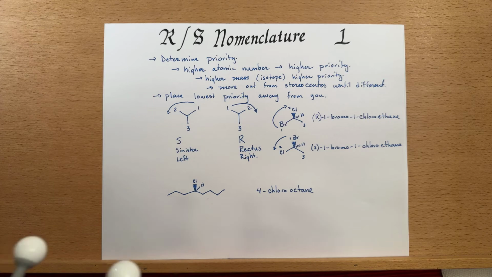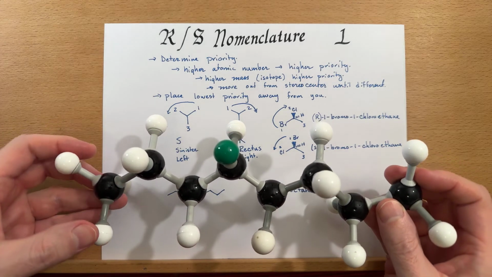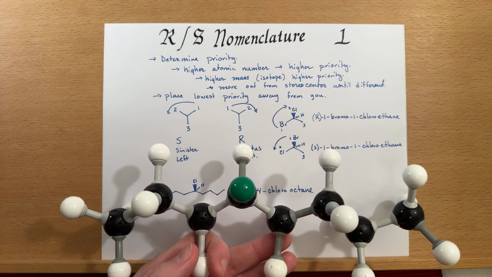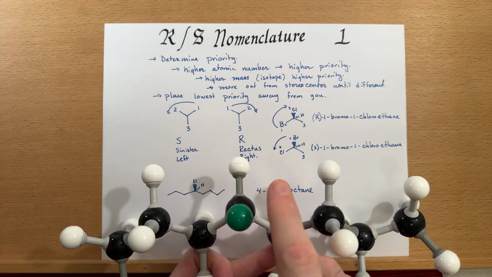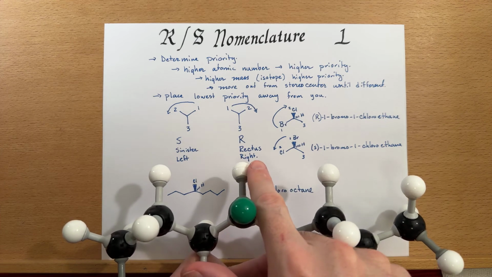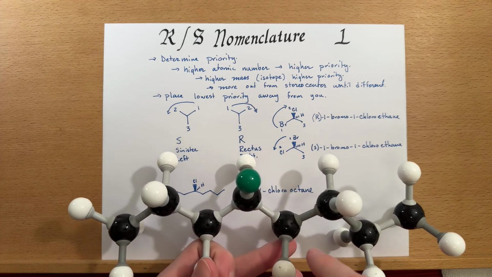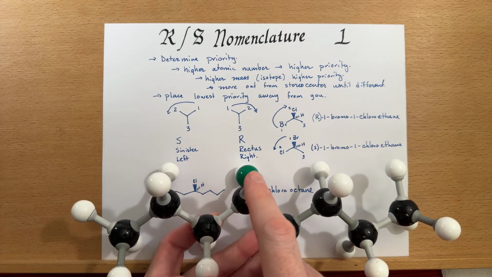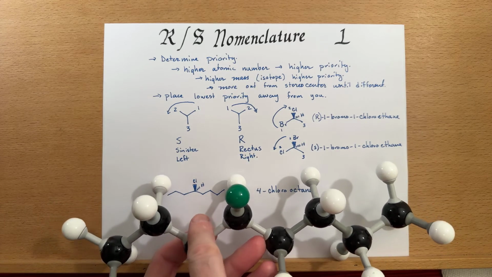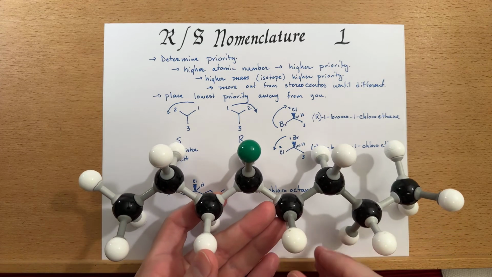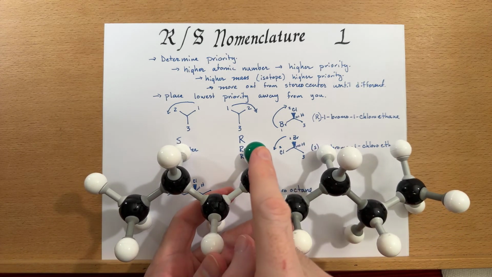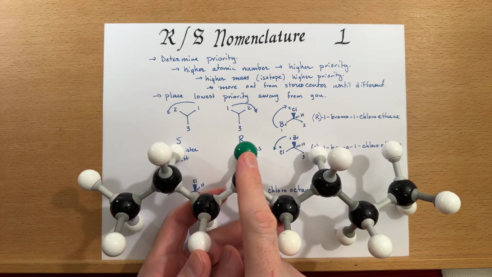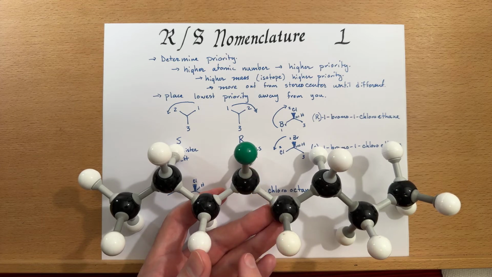Now, I've made a model of this. And so let's determine the priority. So if we look here, we'll put the hydrogen facing away from us like we should. So I'll try to orient that way. And now we have the chlorine facing out, just like I've drawn on the paper here. Okay. So we have a chlorine. That's priority number 1. The next question is, what is priority number 2?